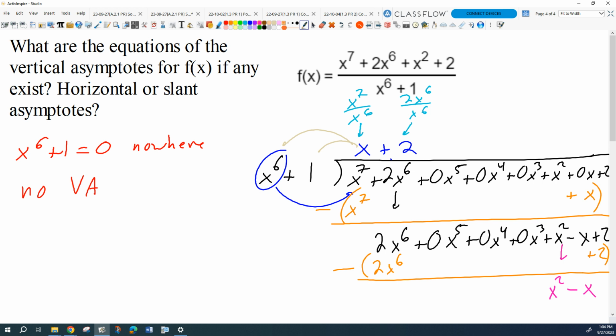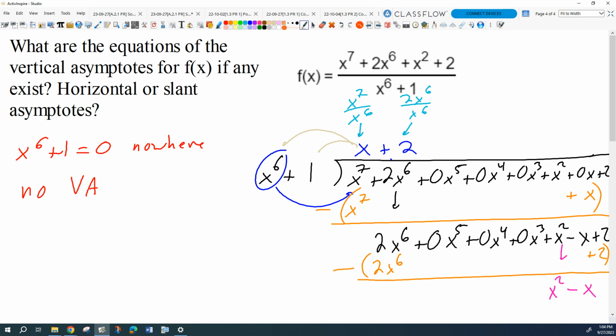How come? Because x to the 6th won't divide into x squared anymore, right? If I were to try to do the next step, I would end up with an x squared divided by an x to the 6th, where the bottom is a higher degree than the top, and so we know that's not going to work.